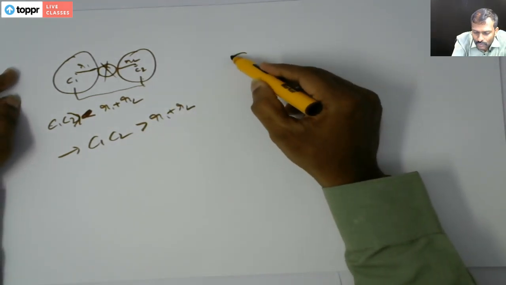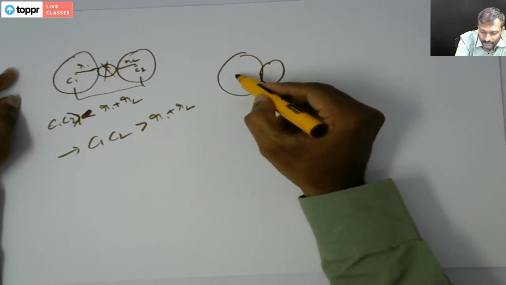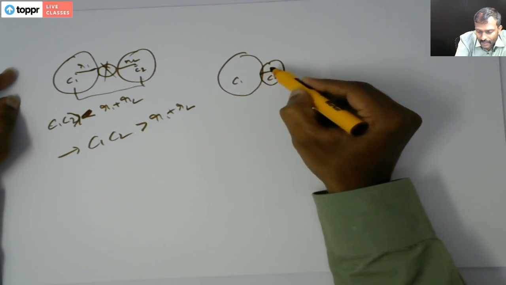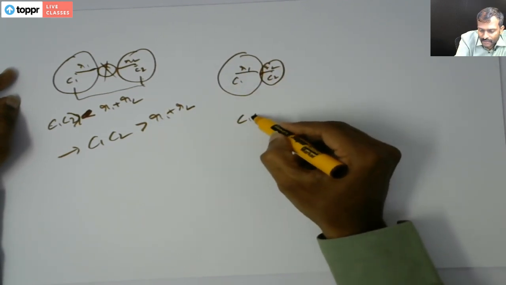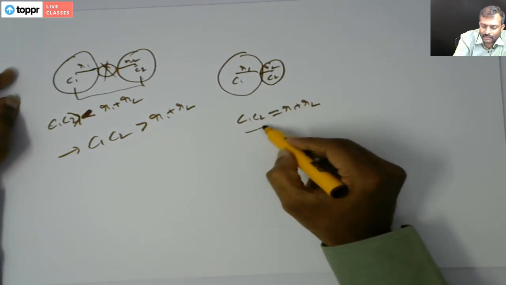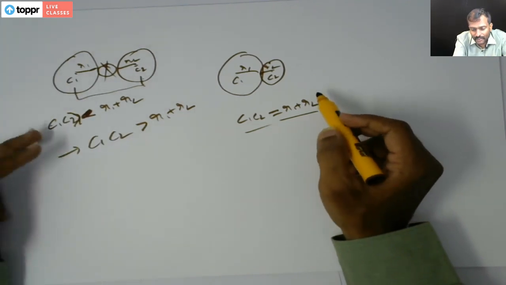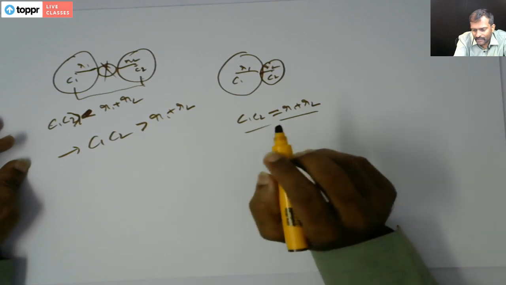When two circles are touching each other, say C1 and C2 again, and this is R1, this is R2, then here C1C2 will be equal to R1 plus R2. The distance between the two centers will be equal to the sum of the radii of the two circles, right?